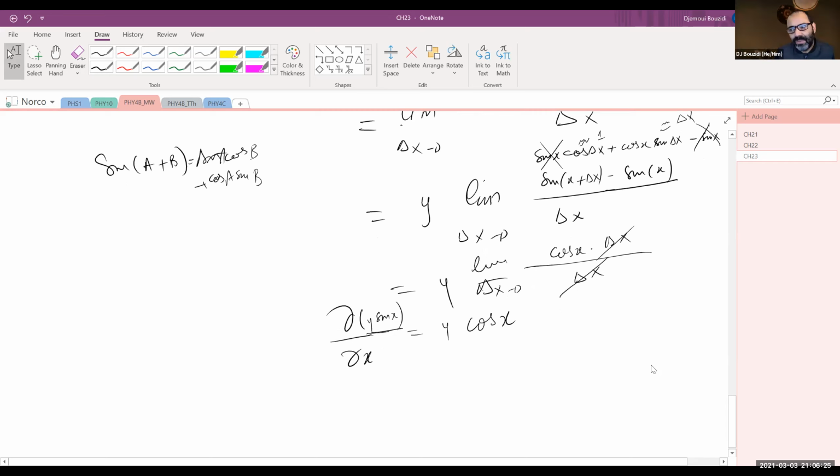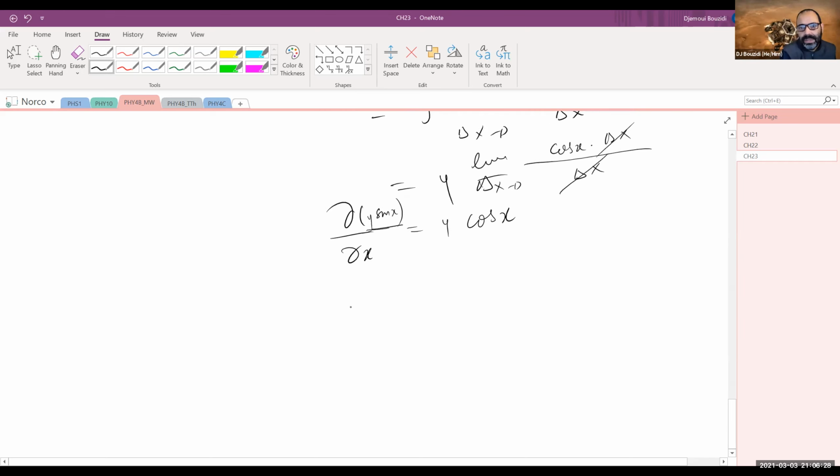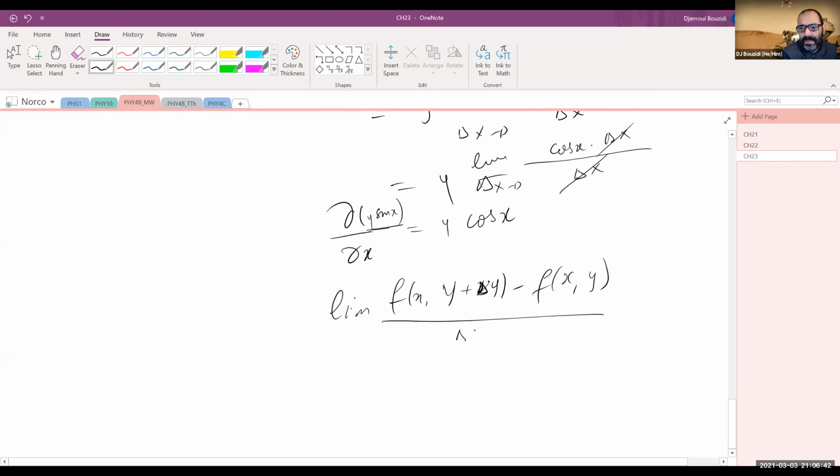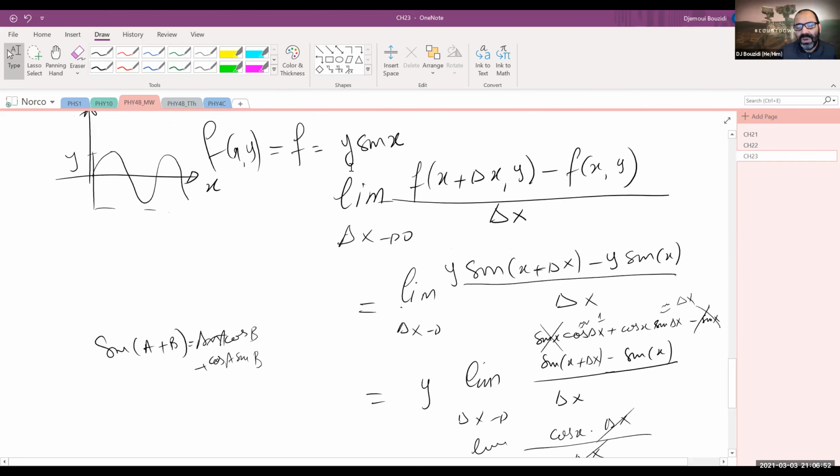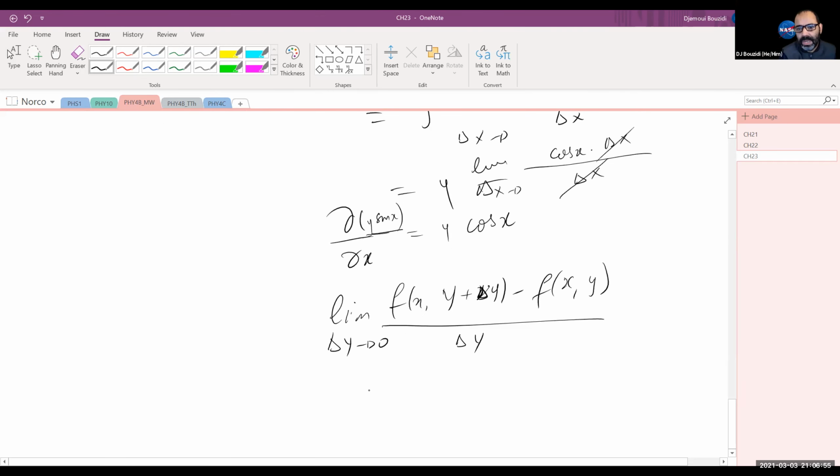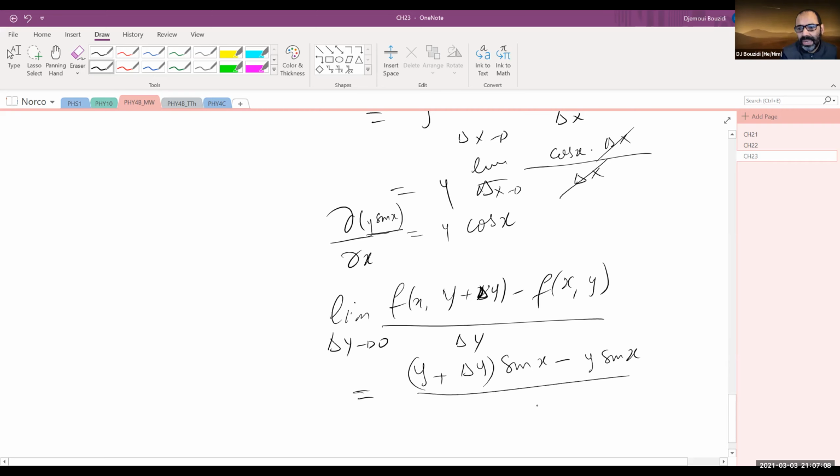I could have done the definition in the same token and say the limit of this function f of x and y plus delta y, minus f of x and y, when delta y goes to 0. Now it's a clearly different operation because x doesn't change. The y is the one that changes. So if I go back to my definition of this function, this expression is equal to y plus delta y times sine of x, minus y times sine of x, and the whole thing is divided by delta y, and I'm supposed to take the limit of this expression when delta y goes to 0.